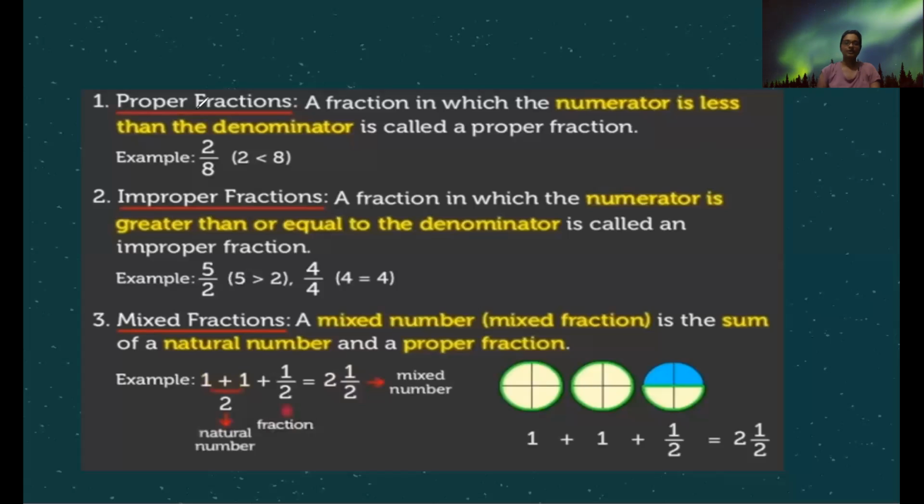Okay, guys. So now you know this already: proper fractions, improper fractions, and mixed fractions. Proper fractions means the numerator is less than the denominator. Numerator is small, denominator is big. Improper fractions means the numerator is greater than the denominator. Numerator is big and denominator is small.